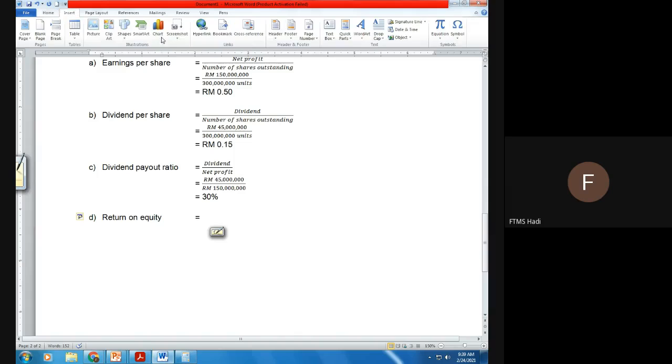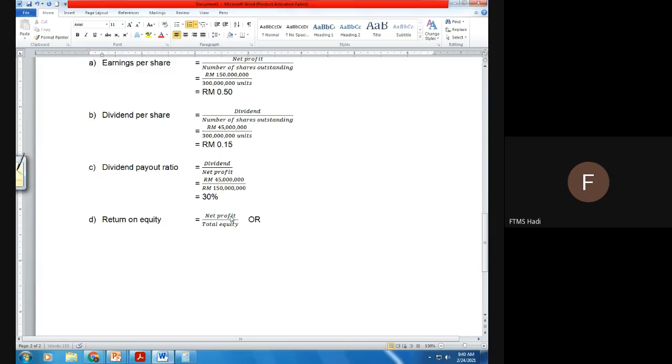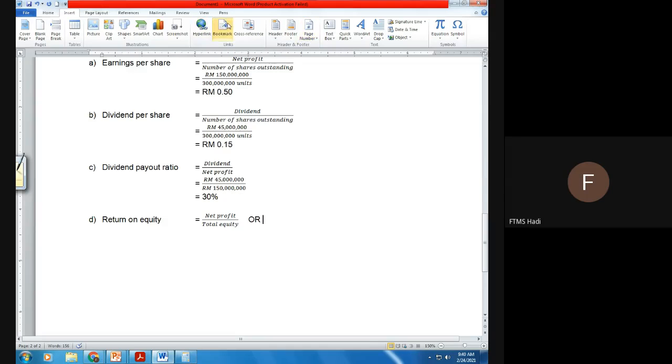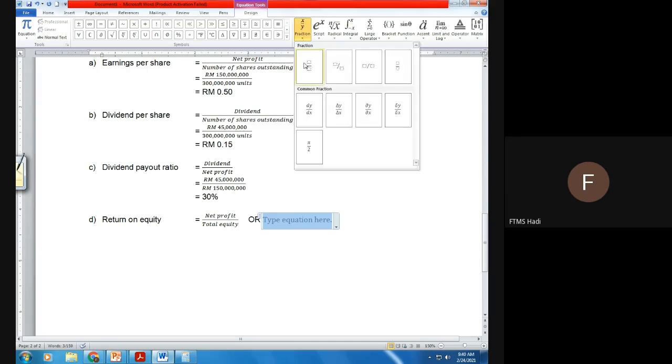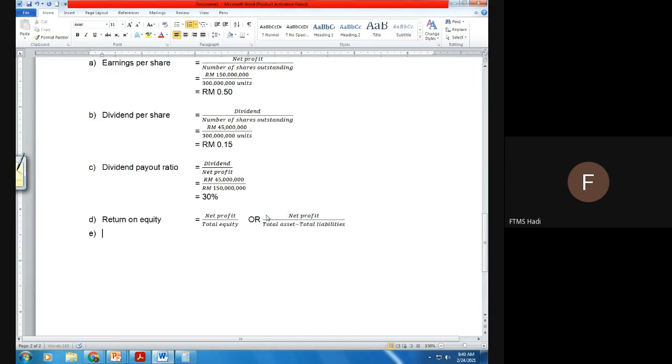So return on equity, the formula will be net profit divided by equity. Saya tambah satu lagi formula sebab nak bagi you understand better. Because we want to expand this total equity, right? So net profit divided by total asset minus total liabilities. Itu maksud dia. That means in order to find total equity, you need to find the difference between asset minus liabilities. Sekiranya equity tak diberi dalam question.